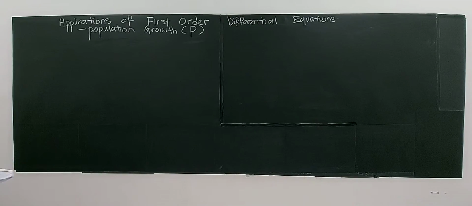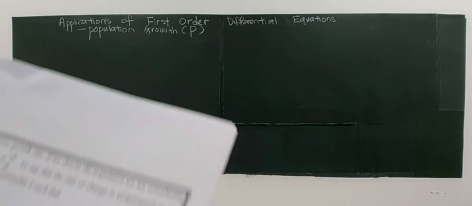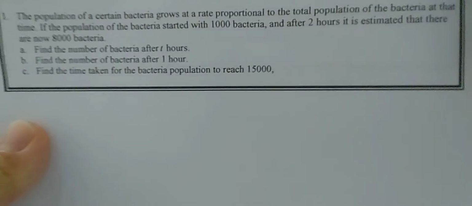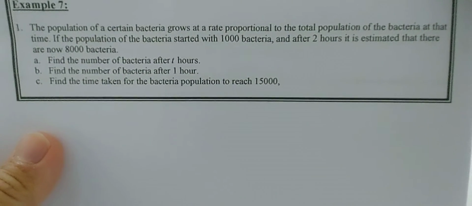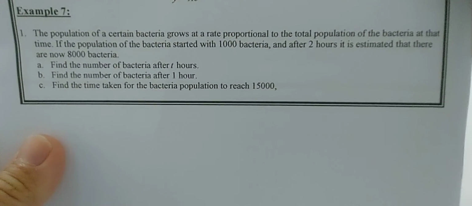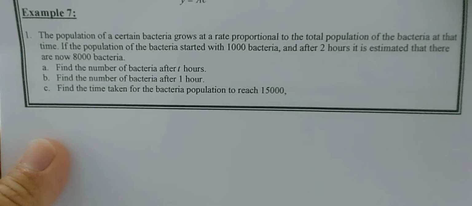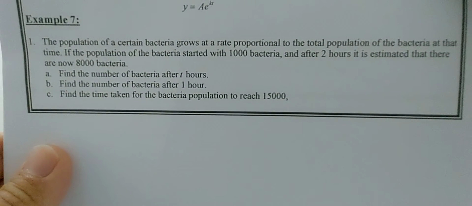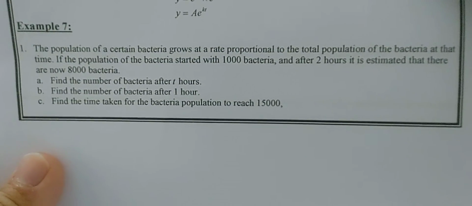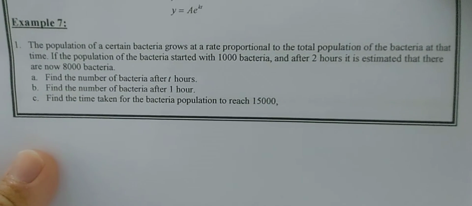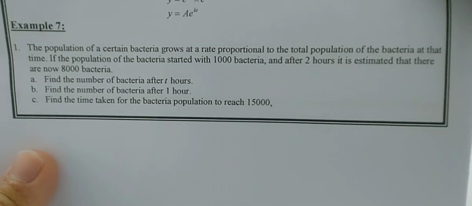Alright, let's look at this question. The question is telling us that the population of a certain bacteria grows at a rate proportional to the total population of the bacteria at that time. If the population of the bacteria started with 1,000 bacteria and after 2 hours, it is estimated that there are now 8,000 bacteria. They are actually telling you that the model is a population that relates to bacteria growth.